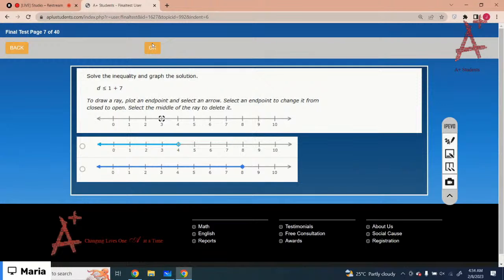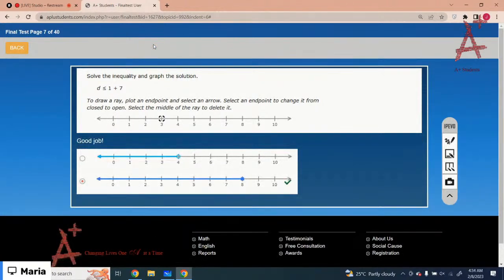Okay, solve the inequality and graph the solution. x is less than or equal to 1 plus 7. So 1 plus 7 is 8, so x is less than or equal to 8. So that means x can be 8 and all the numbers that are less than 8. So that would be the second option. Got it? The graph is pointing on the left and you have a filled circle at 8. Got it?